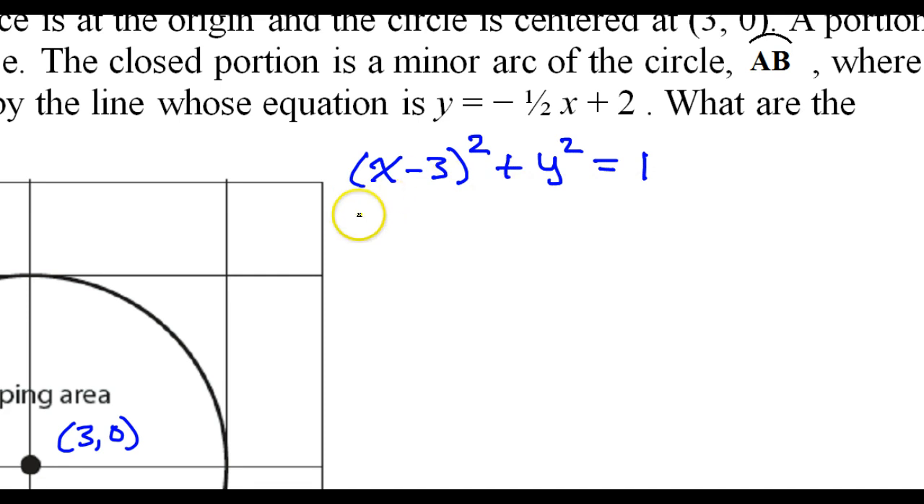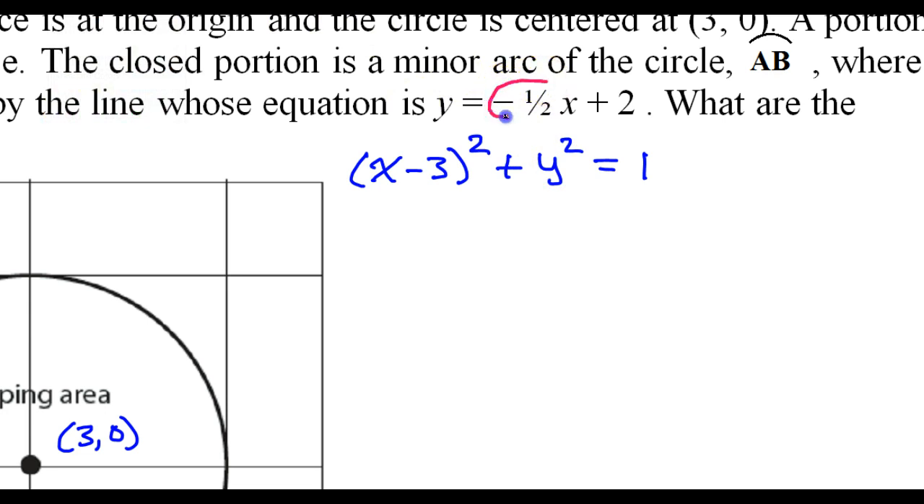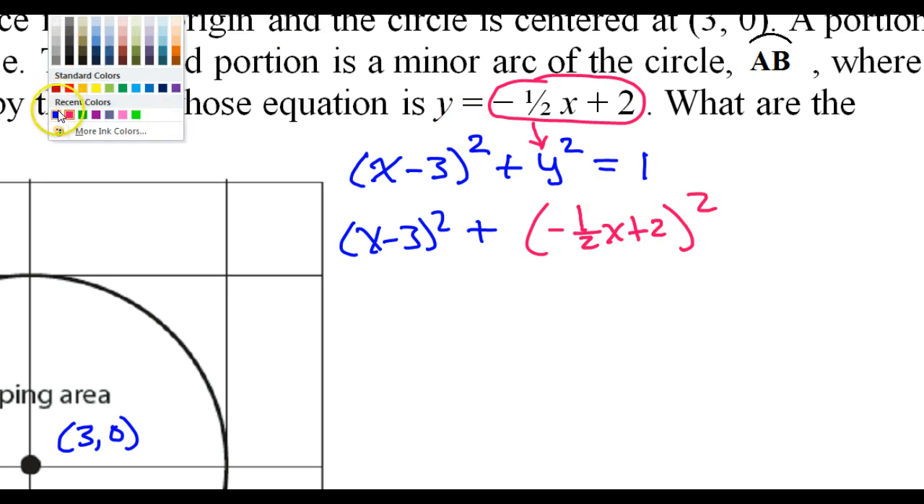Now normally I would have to rewrite this in general form, getting rid of the parentheses. But the y part doesn't have parentheses, and that's where I need to do my substitution anyway. So I can go ahead and substitute right now. Y equals this, so I can put this in for y. I still have my (x minus 3) squared plus, now here comes the y squared part, (negative 1/2 x plus 2) squared, and then equals 1.